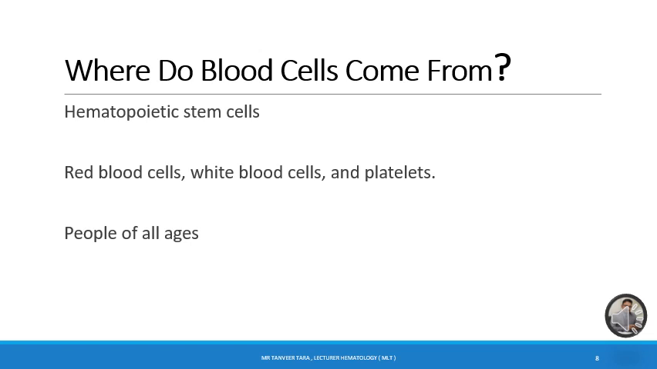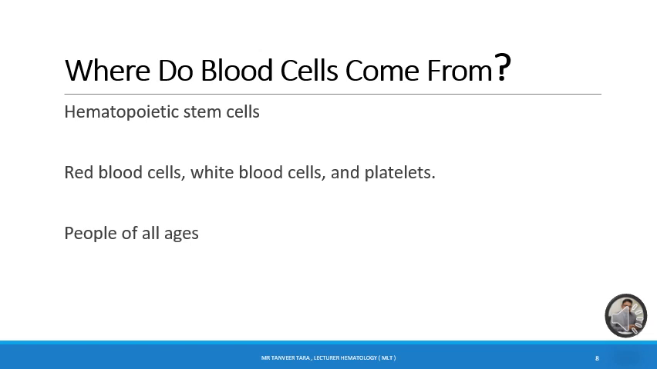After knowing the composition of blood, we become curious about where blood cells come from. Blood cells are derived from hematopoietic stem cells. What are these hematopoietic stem cells? They are formed in the bone marrow through a highly regulated process known as hematopoiesis. Hematopoiesis is a general term. Hematopoietic stem cells are capable of transforming into red blood cells, white blood cells, and platelets.